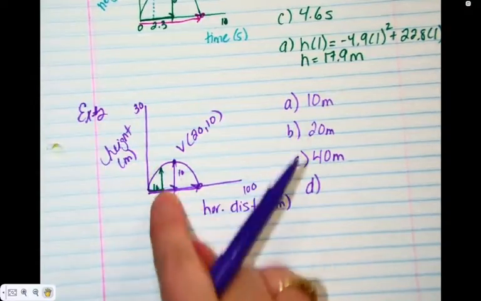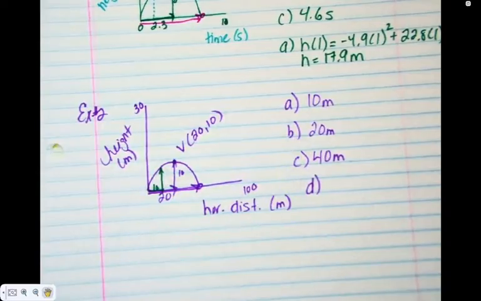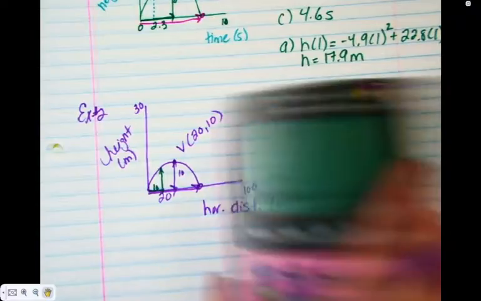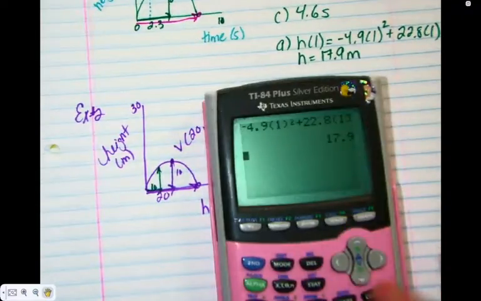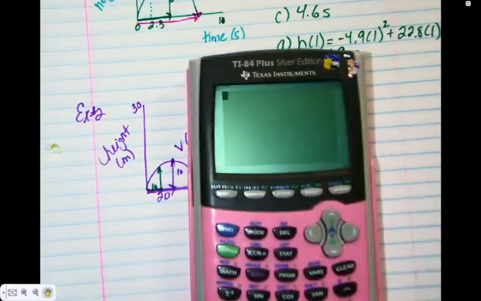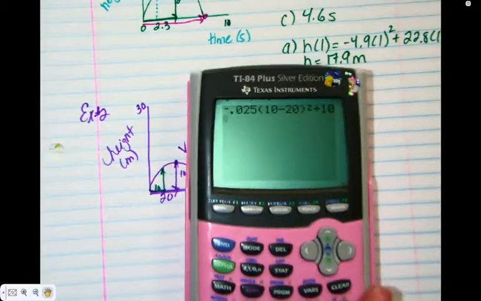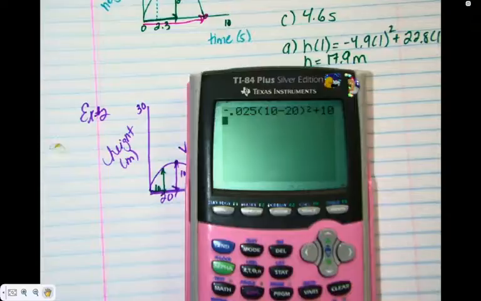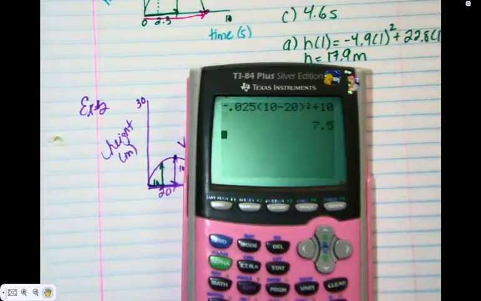How are we going to find the height when it was at 10? Just substitute it into the original equation. Exactly what we did in the last question, so go back to your home screen. Negative 0.025, open bracket, d's going to come out. We're going to sub in 10. I don't want to ruin the fun. 7.5. Yes.